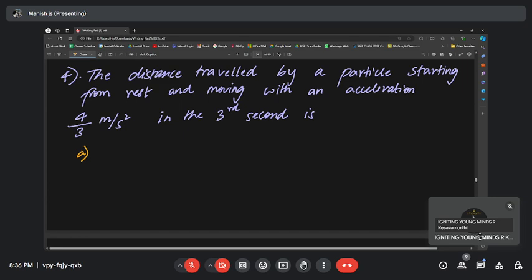Let's look at the options. Option A, 10 upon 3 meters. Option B, 19 upon 3 meters. Option C, 6 meters. And option D is 4 meters. They're asking what is the distance traveled by a particle starting from rest and moving with an acceleration of 4 by 3 meters per second square in the third second. Can anybody tell me the answer? It's an application of equations of motion.